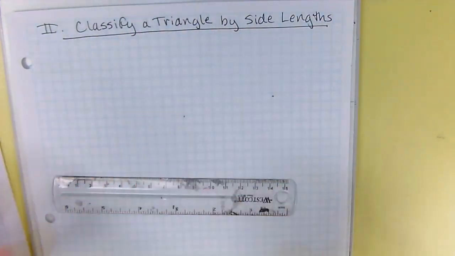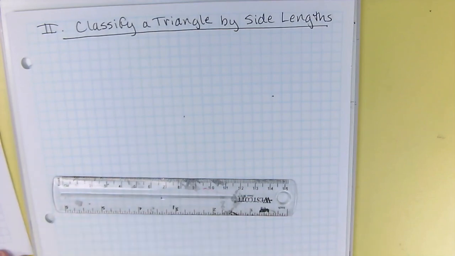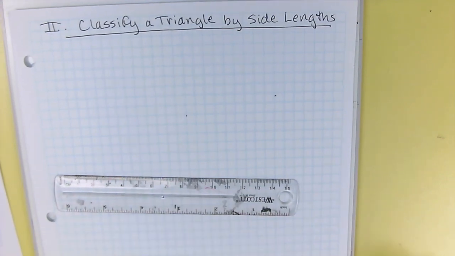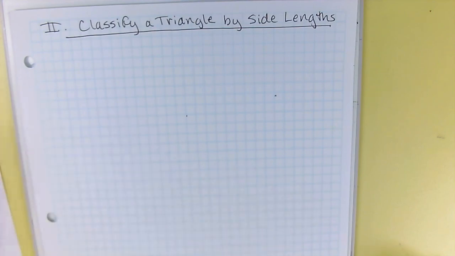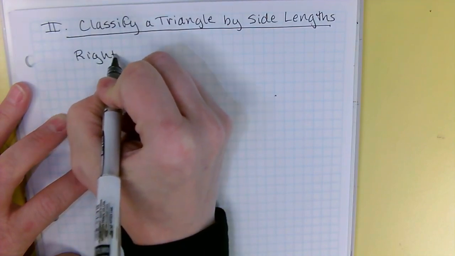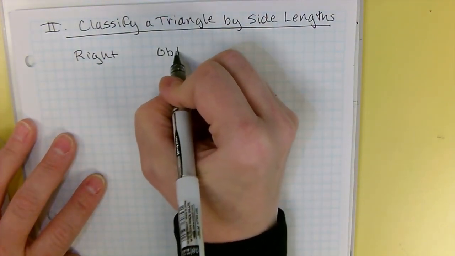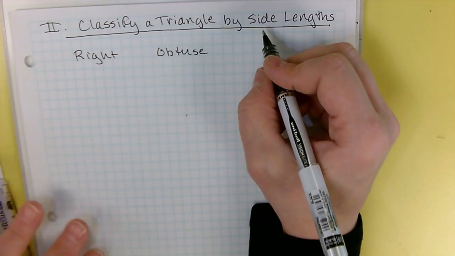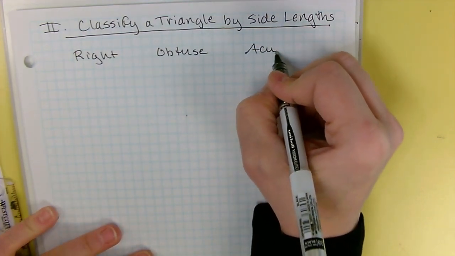Okay, so there's the 3 basic triangle types classified by side length. There's other classifications, by the way, based off of angles and other stuff. But these are just by side lengths. So we're going to draw 3 of them. We're going to draw a right triangle, an obtuse triangle, and an acute triangle.